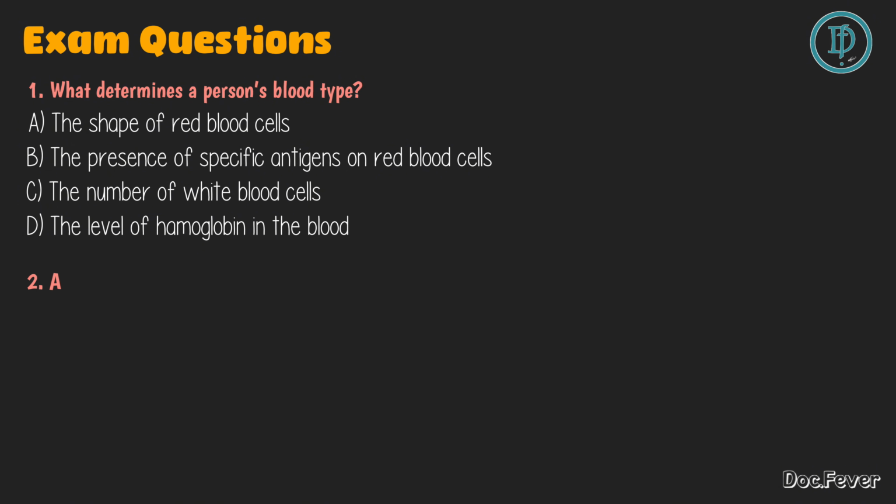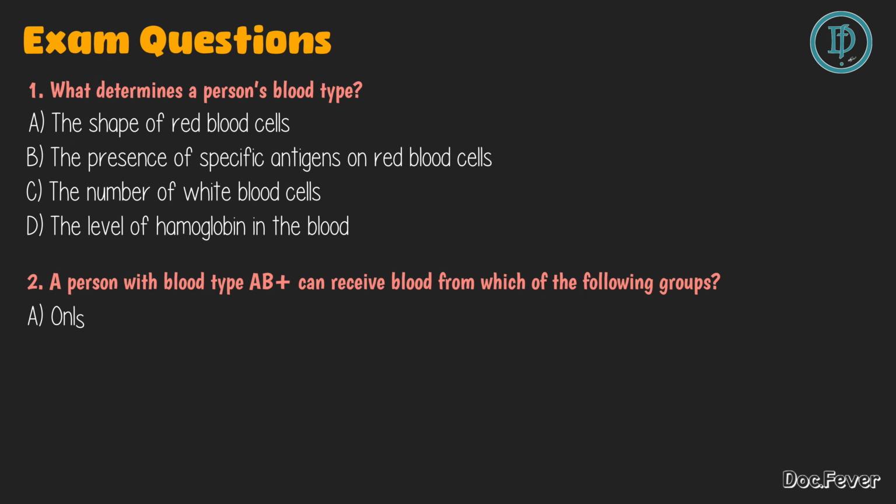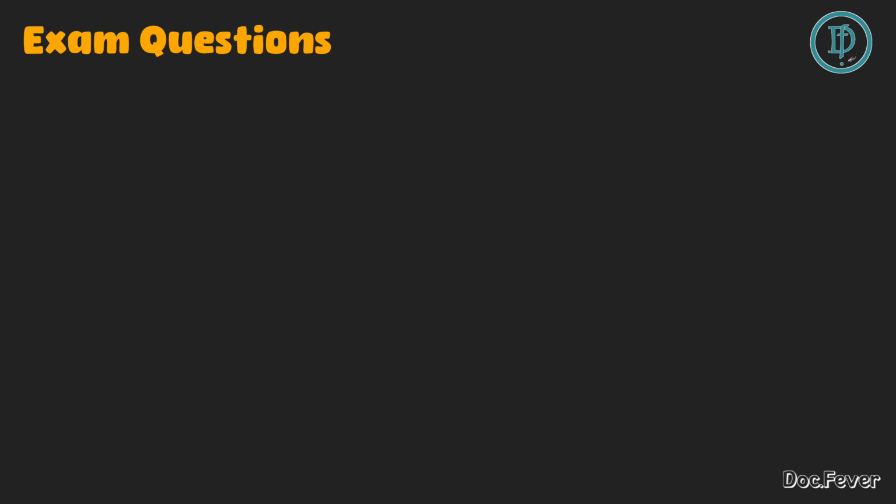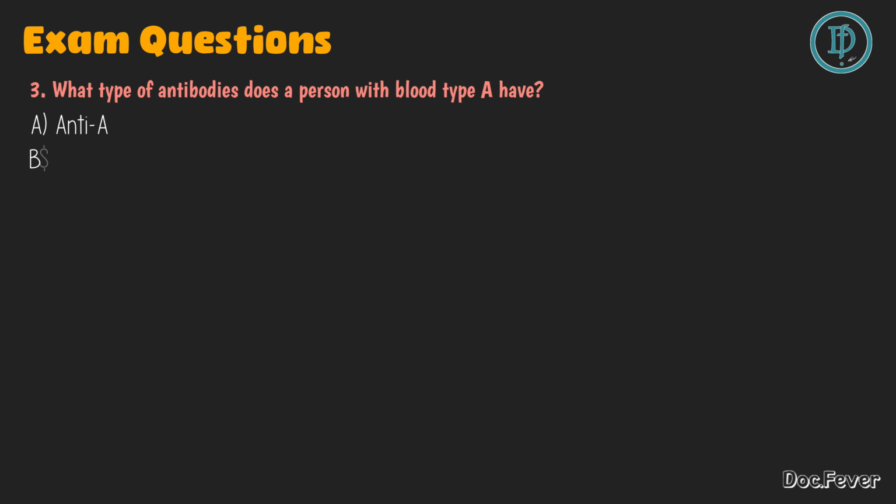Question number 2: a person with blood type AB positive can receive blood from which of the following groups? Option A is only AB positive. Option B is only O negative. Option C is all blood types. And option D is only A positive and B positive. Question number 3: what type of antibodies does a person with blood type A have? Option A is anti-A. Option B is anti-B. Option C is anti-O. And option D is no antibodies.